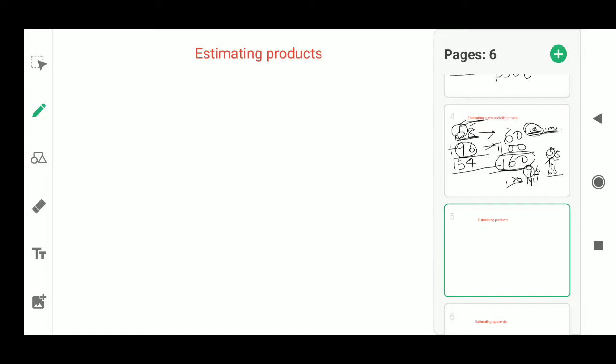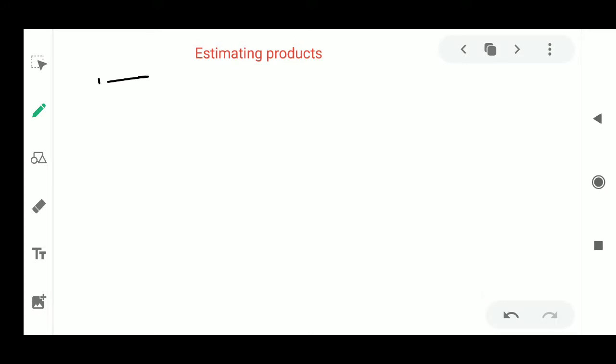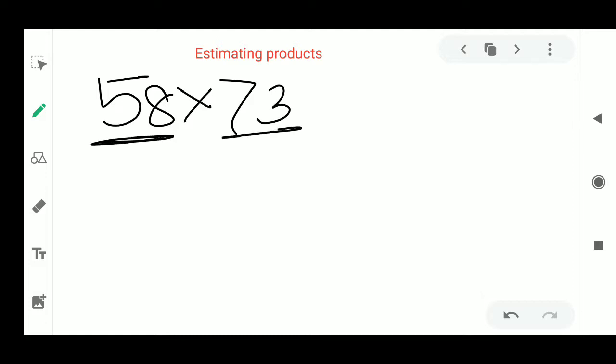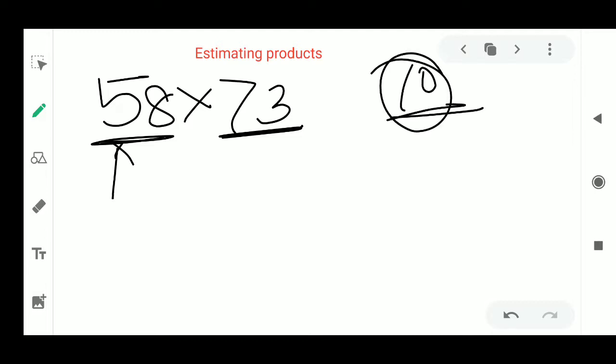Suppose the numbers are 58 into 73. We have to multiply. First of all we round up this and this, so 58, and again we are taking the nearest 10. That will be given in the question, whether nearest 10, 1000 or 10,000, whatever you have to do. Just read the number, put the arrow and do it like this.